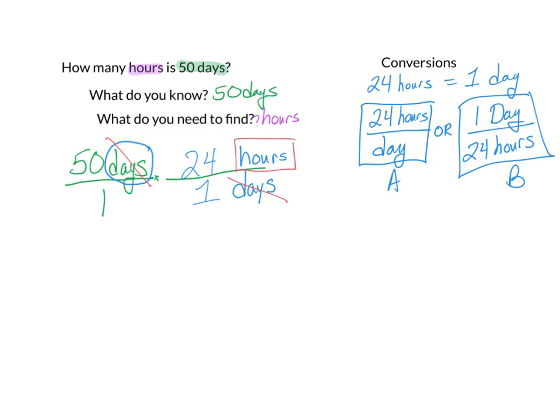We have 50 divided by 1 times 24 divided by 1. And again, the ones don't have to be put into the calculator as long as you know that multiplying and dividing by the number 1 gives you the same number. At the end, the answer of this is 1,200, and then what is our units? It's hours.